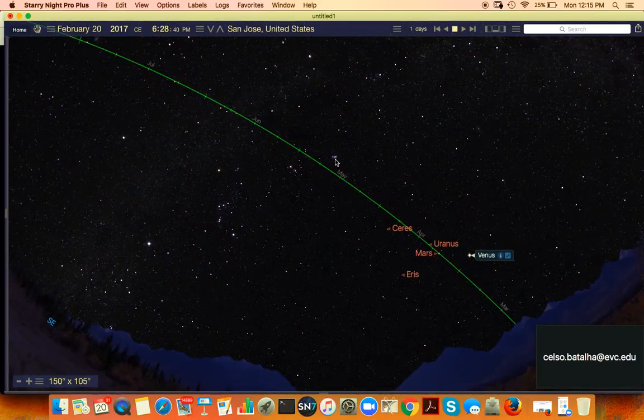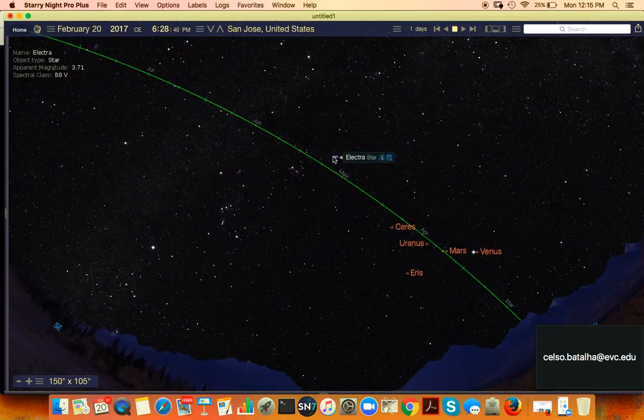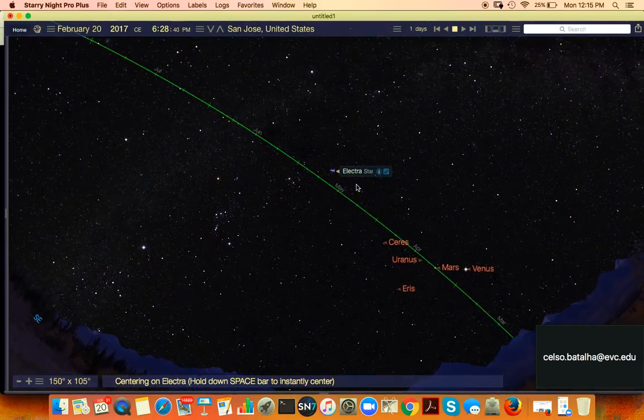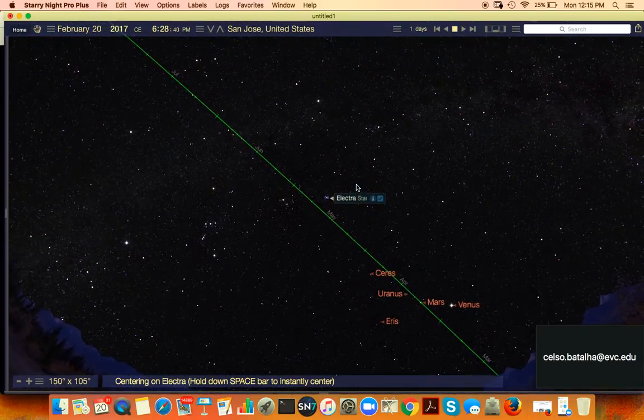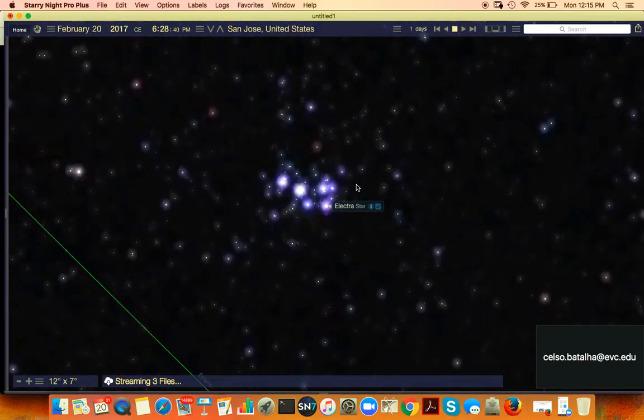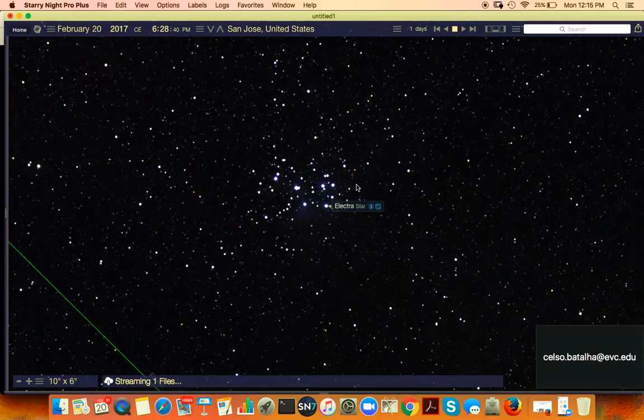And if you now take the telescope and center on the Pleiades, and you try to view it, then you find a star cluster in there. Okay.